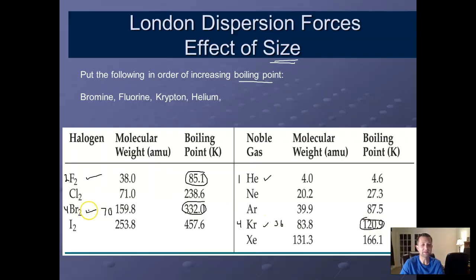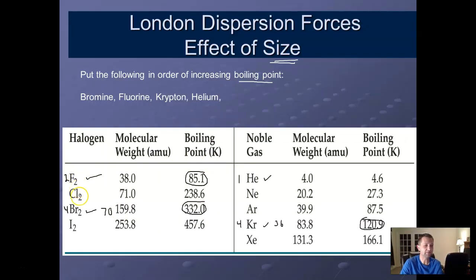And bromine is Br2, so it's definitely bigger. There's 2 of them, right? 2 bromines bonded together. Double your electrons, you have 70. Way more chance of partial dipoles being created, more polarizability right there. So that's what you want to look at.